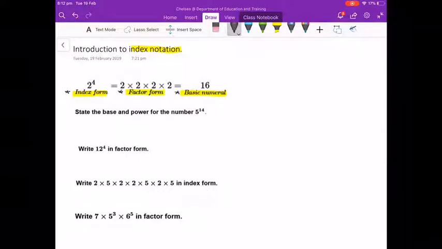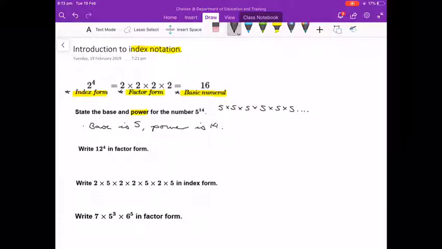So state the base and power for the number 5 to the power of 14. From that information, I would say that the base is 5 and the power is 14. Now power is another word for index, so please be aware of that. And the reason I know that is because 5 to the power of 14 is 5 multiplied by itself 14 times. We have the base number and we have the index. Let's go to the next problem.